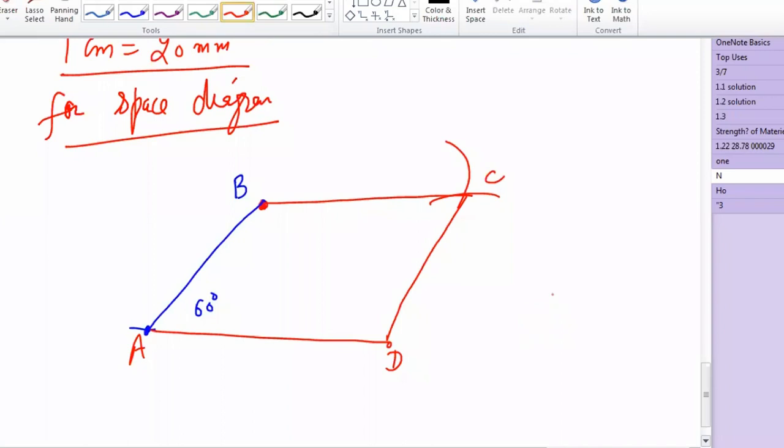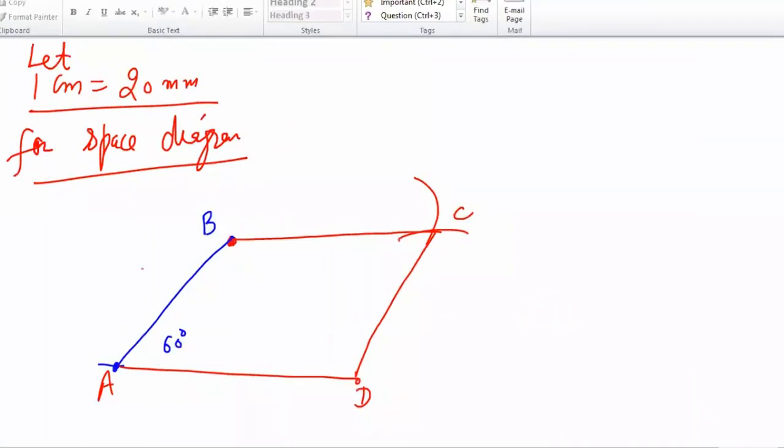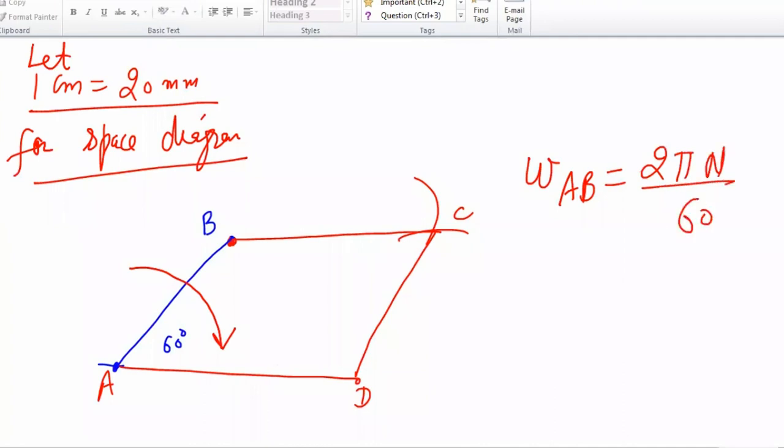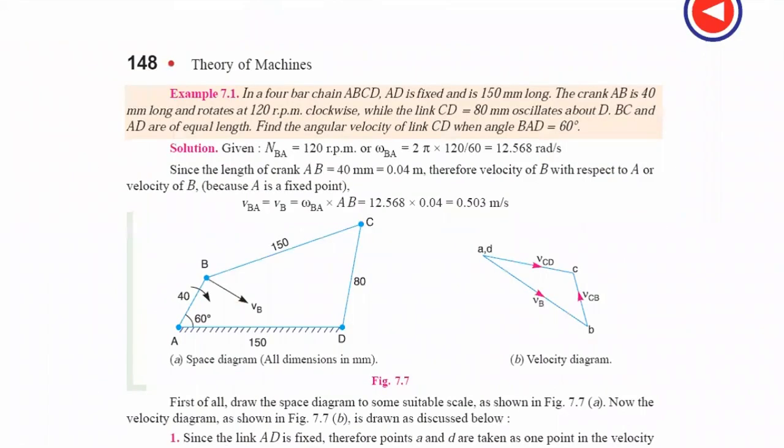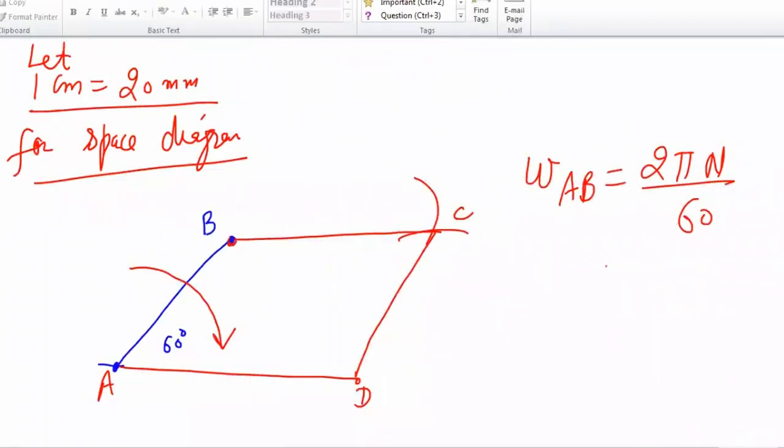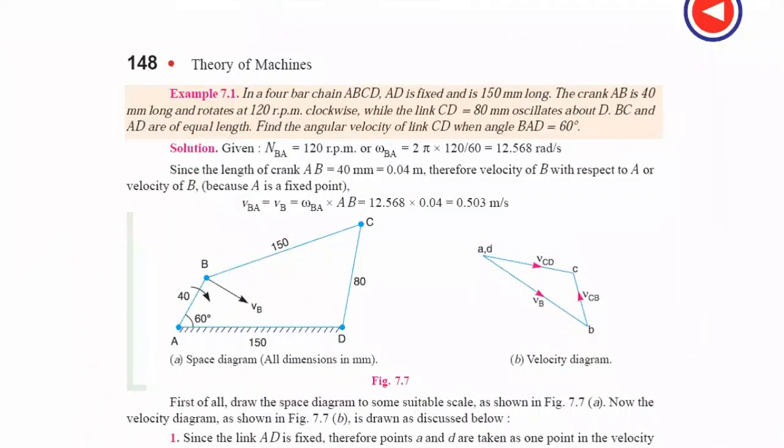Yes, sir. Okay, so now this link AB is the crank, and it rotates at 150 RPM or whatever. So can't I calculate omega AB, Anjali? Yes, I can. Omega AB or omega BA is 2 pi N by 60. RPM has been given to us. RPM is 120, so omega AB comes out to be 2 pi times 120 by 60. That answer comes out to be how much, usually? 12.568.